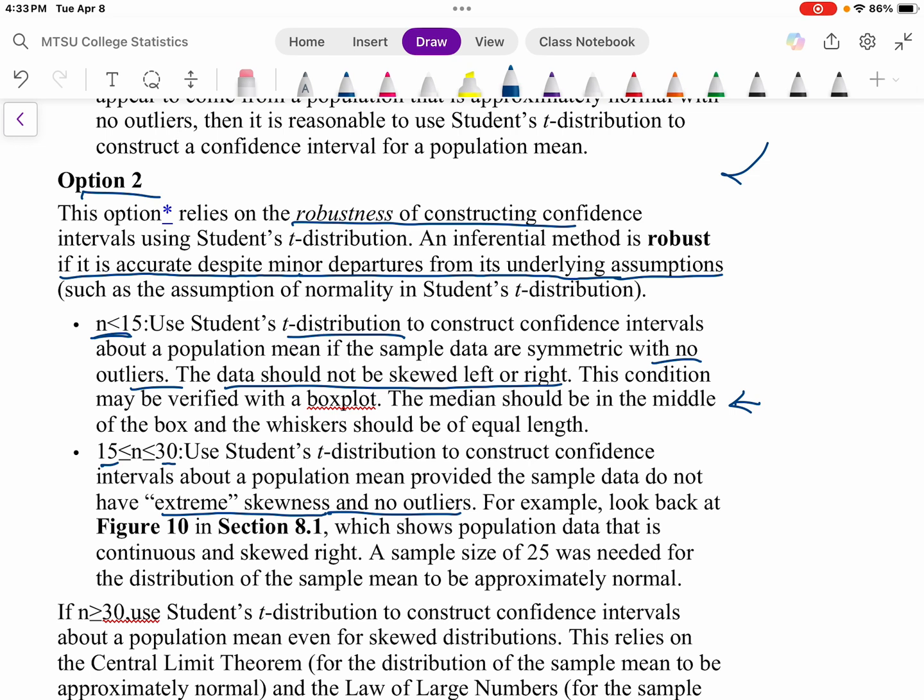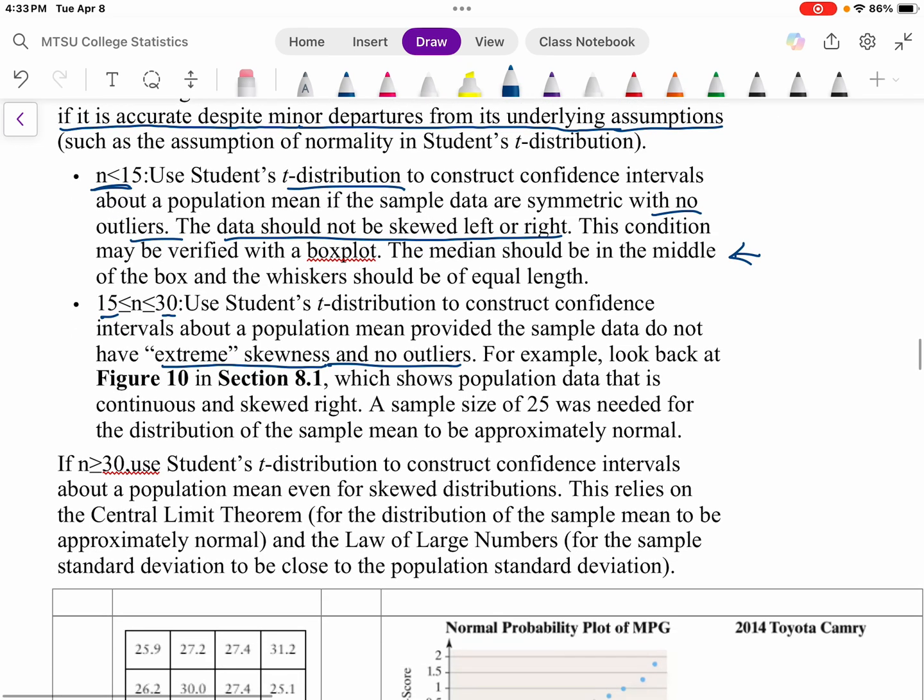For an example, look back at figure 10 in section 8.1 if you want to have an idea. A sample size of 25 was needed for that distribution and that problem for the mean to be approximately normal. Hopefully, we get to deal with more of this situation. If my sample size is 30 or more, I can use a t distribution to construct my confidence interval. It doesn't matter if it's skewed. It's okay. If my sample size is 30 or bigger, I can do it for skewed distributions. It's just when it's less than 30 that I have some issues with skewness.